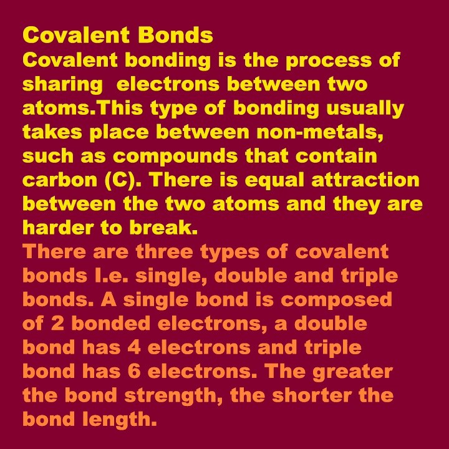Covalent bonds. Covalent bonding is the process of sharing electrons between 2 atoms. This type of bonding usually takes place between nonmetals, such as compounds that contain carbon. There is equal attraction between the 2 atoms and they are harder to break. There are 3 types of covalent bonds, that is single, double and triple bonds. A single bond is composed of 2 bonded electrons. A double bond has 4 electrons and triple bond has 6 electrons. The greater the bond strength, the shorter the bond length.